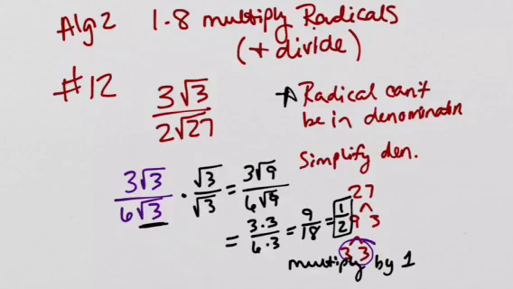The radical cannot be in the denominator, so we try to simplify the denominator first. If the root doesn't go away, then we have to multiply by our fancy 1, and then simplify from there. Okay? We do a lot of simplifying in this class.